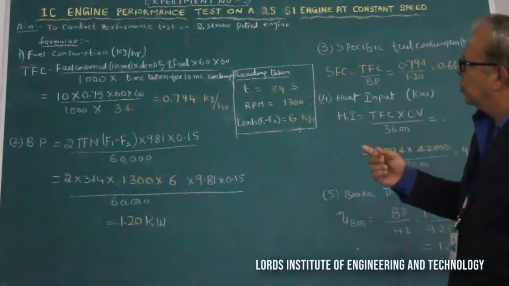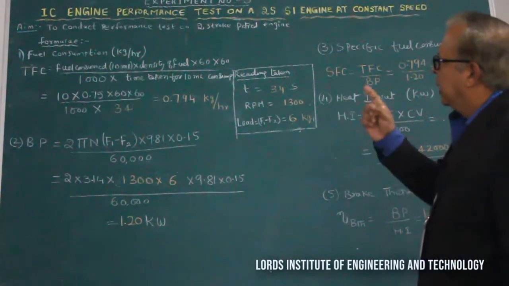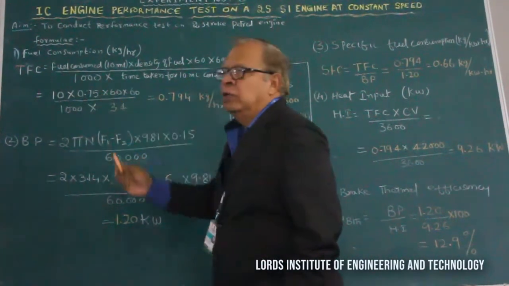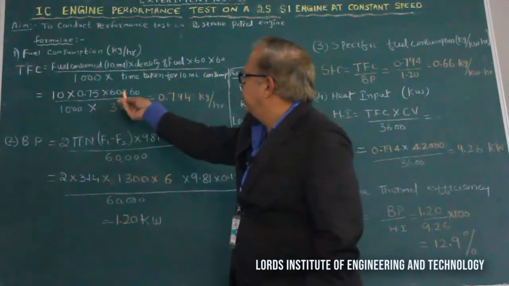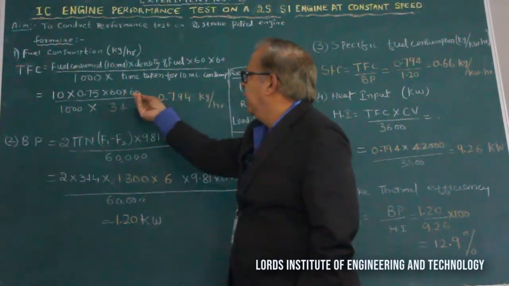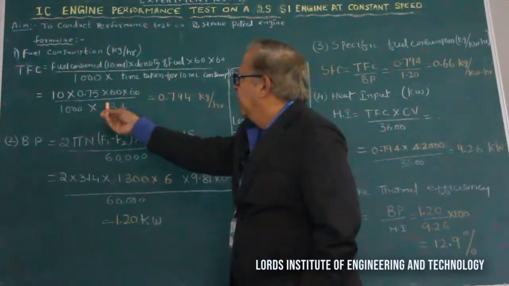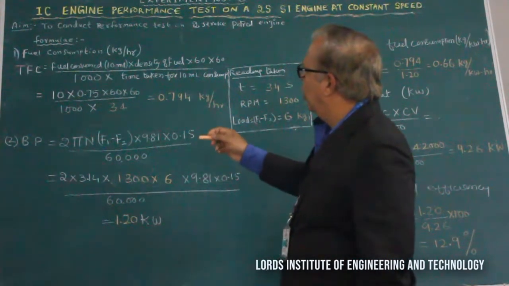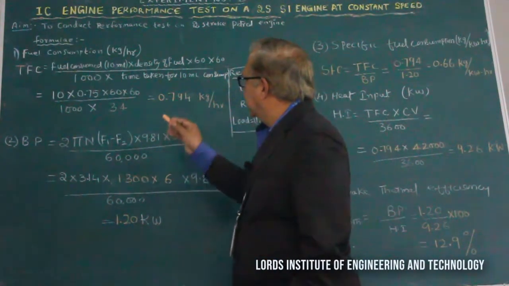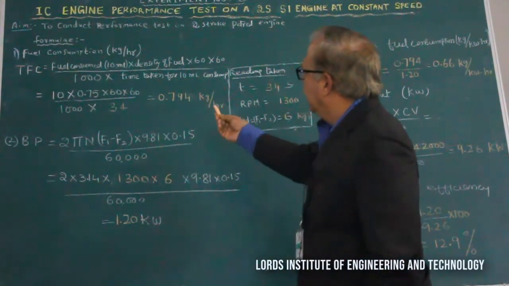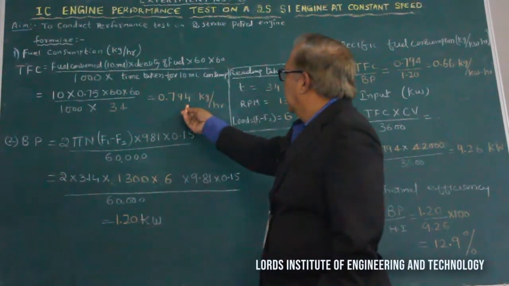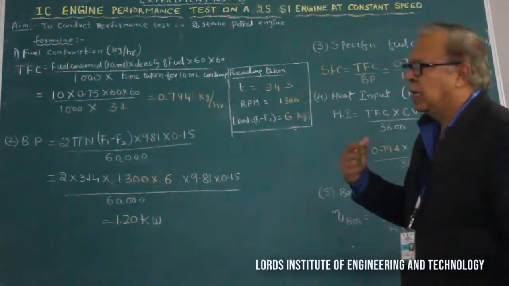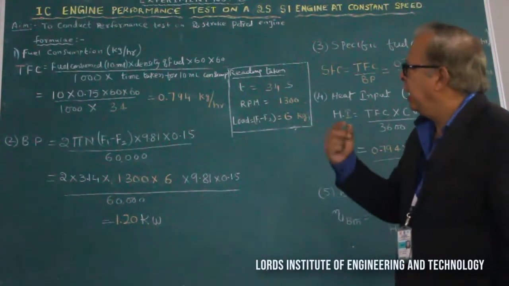per hour. So we have fuel consumed 10 ml into density of the petrol 0.75 into 60 into 60. This is per minute and this is for 1 kg, divided by 1000, into the time taken for the consumption of petrol, 34 seconds. If you calculate this, you get 0.794 kg per hour. This is the total fuel which is consumed in kgs per hour.